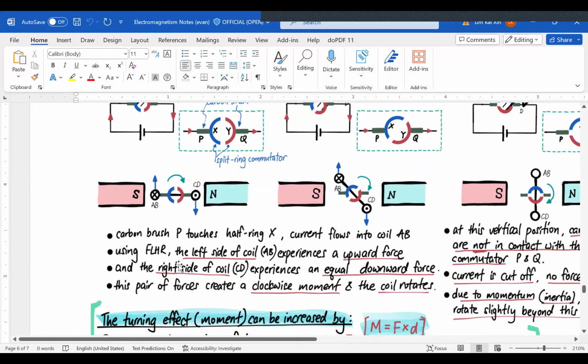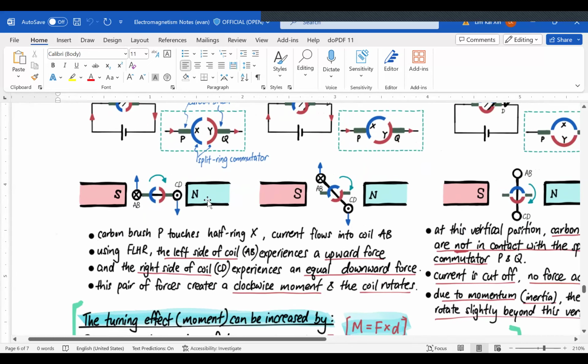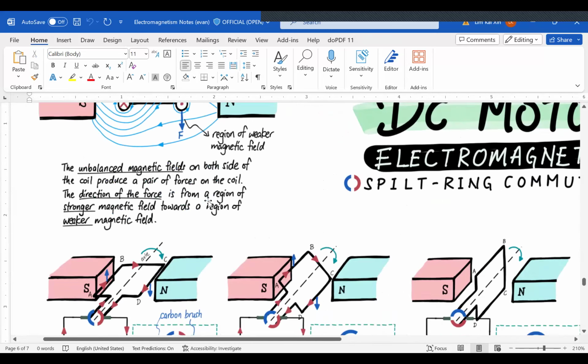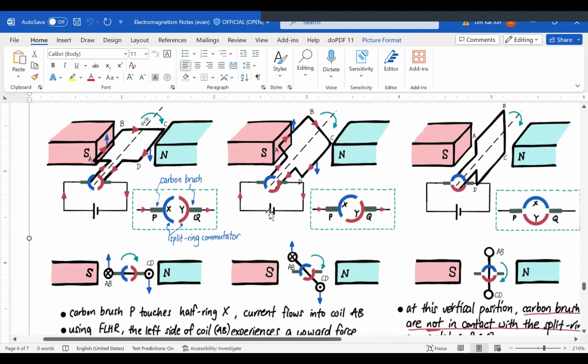Then the coil will move on into the second picture over here. It starts to rotate clockwise. AB is still moving up, CD is still moving down, because current is still going to flow to X, and then coming back to Y. So this is in the mid position.